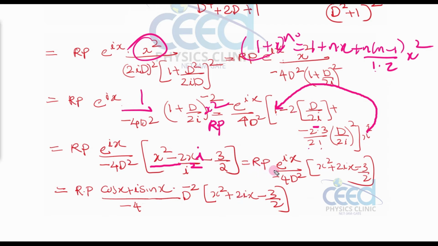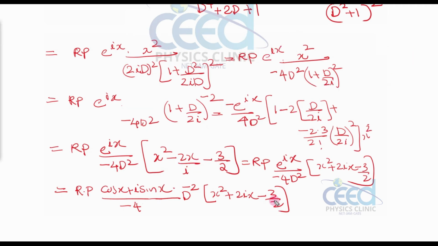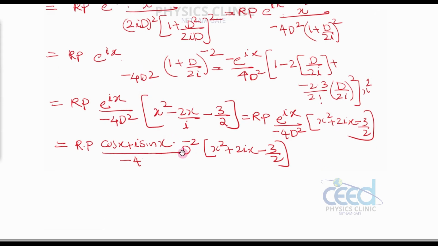Now real part of e raised to ix by minus 4d square into, that is e raised to ix, I can write as cos x plus i sin x, by minus 4 into this d square. I can take to the numerator, that is d raised to minus 2, that is x square 2ix minus 3 by 2. Now what is d raised to minus 2? That is the double integration. d is differential, so d inverse means integration, d raised to minus 2 means double integration. So if you integrate x square 2 times, what you will get?